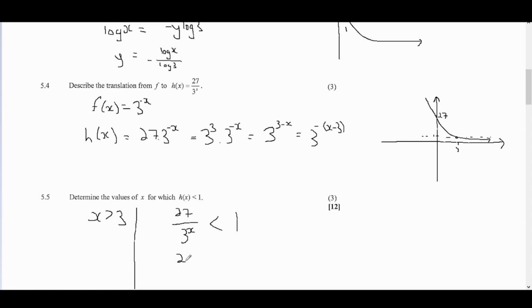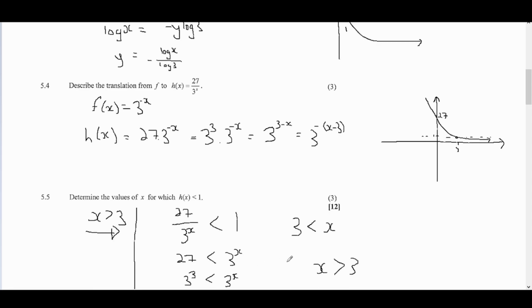So it becomes 27 is less than 3 to the x, because we multiplied, and then we can do the same base thing. So it becomes 3 cubed is less than 3 to the x, and we can see our bases are the same, so it becomes 3 is less than x, which is of course the same thing as x is greater than 3, which is kind of what we were able to conclude from our graph.